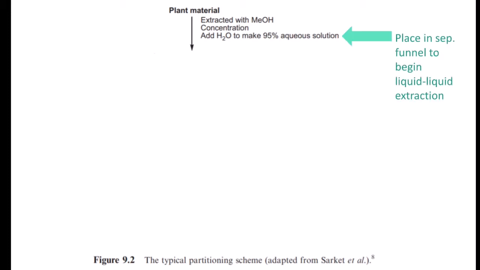Next, concentration. In this step, you want to remove the methanol from the extract para mas maging concentrated. You use a rotary evaporator for this one. We will not be discussing how a rotary evaporator works in this video, but feel free to look it up if you're interested. Then, you reconstitute the extract with water and place it in a separatory funnel. Okay, so, now you can begin liquid-liquid extraction.